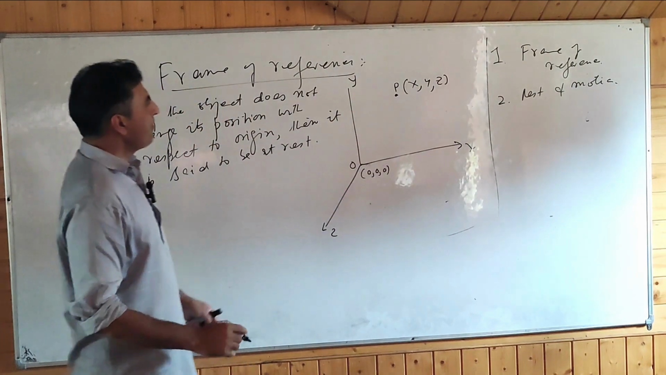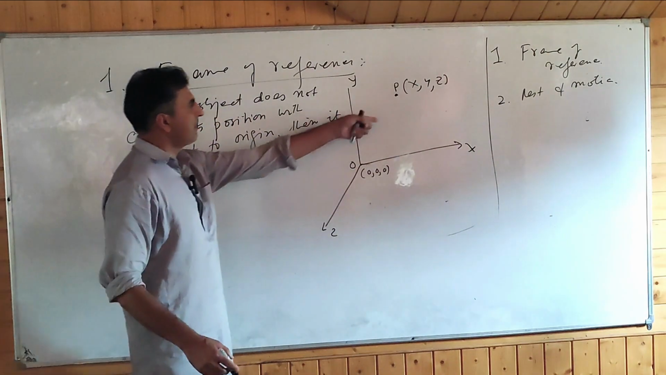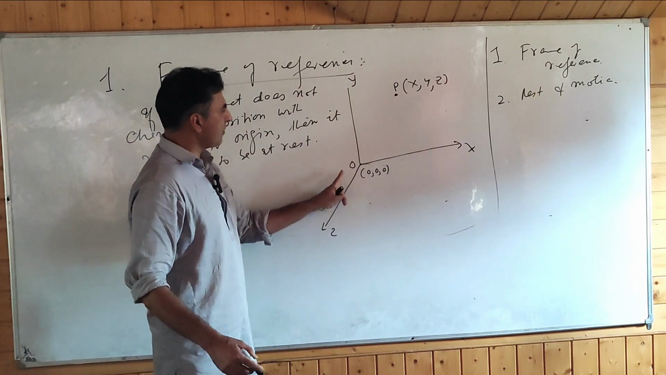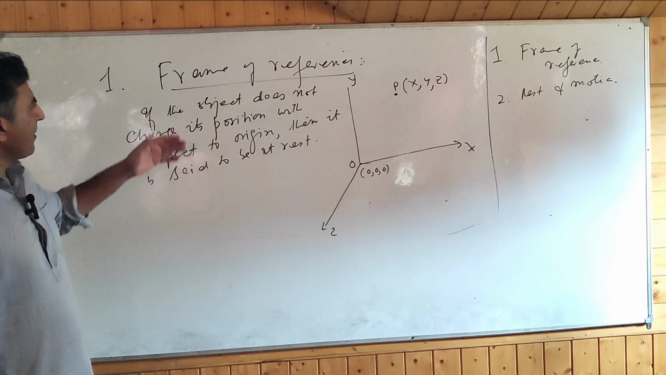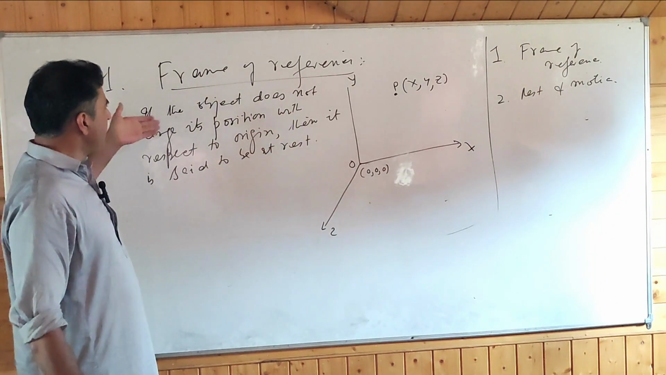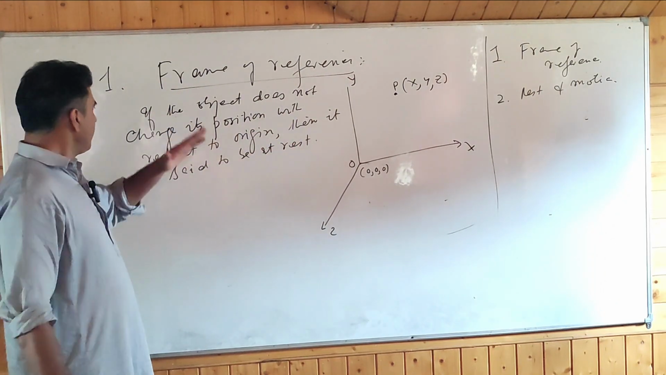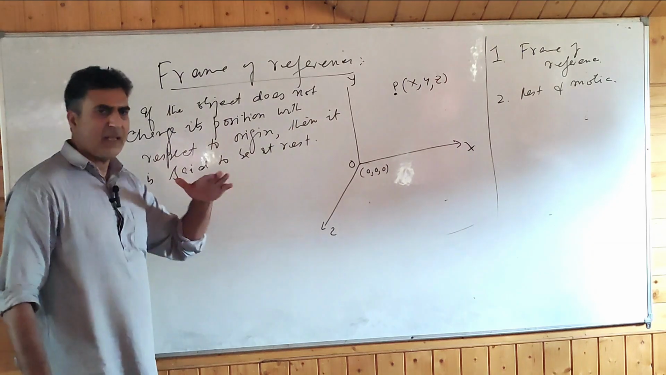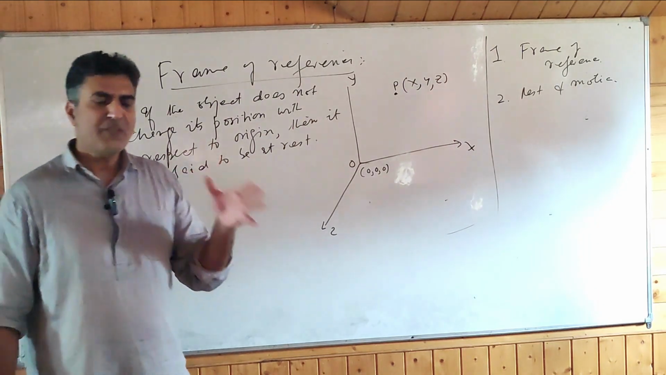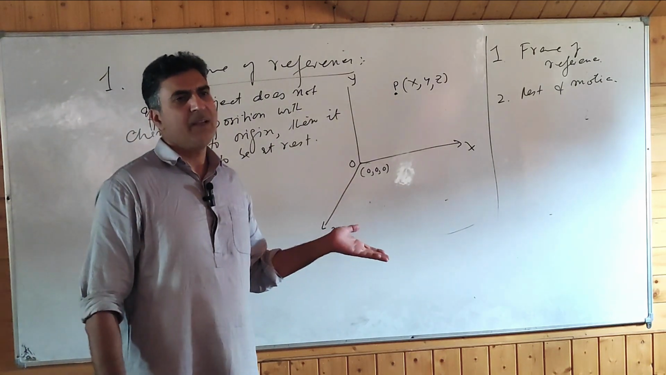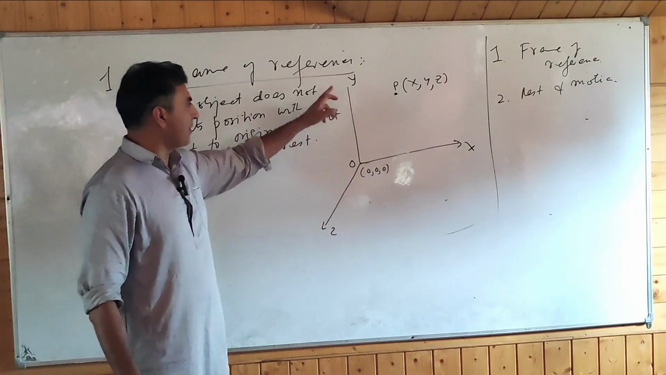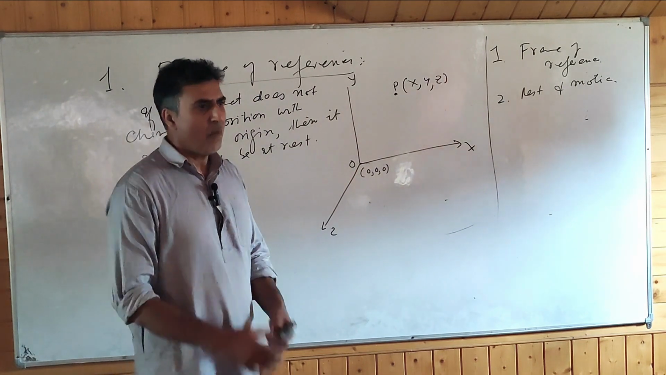Okay, if it changes its position with respect to the origin, then it is said to be in motion. That's as simple. If the object does not change its position with respect to the origin, then it is said to be at rest. Otherwise, it is in motion. Means if it changes its position with respect to the origin, then it is said to be in motion with respect to the coordinate system or with respect to the origin. Number one.